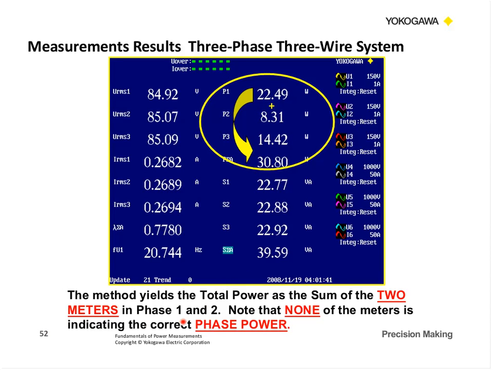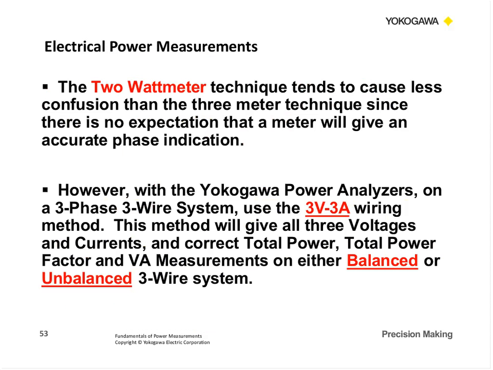So we get the total power as a sum of 2 meters. In this case, it's phase one and two. But none of the readings give us a phase power. So what's happening? Well, with this two wattmeter technique, it can cause less confusion, in that you would not be expecting a phase power reading. If you're using it, it could be less expensive because you don't have to buy a three wattmeter method.